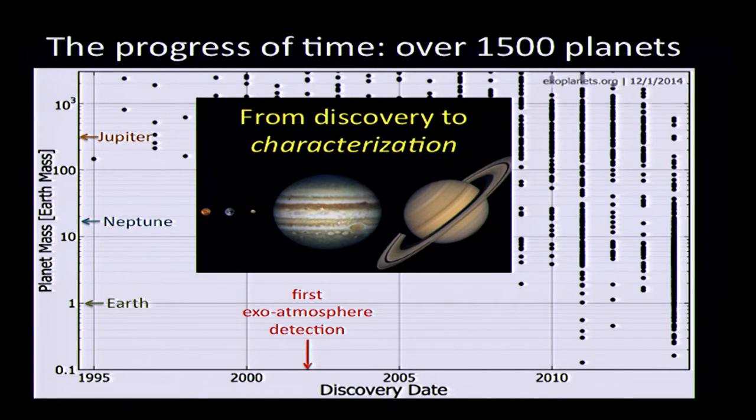Now, this first exoplanet atmosphere detection happened around one of the planets that's nearby and big, and we can make lots of measurements, and so we've learned lots of things about this planet. It is called HD 209458b, and it's one of my favorites.